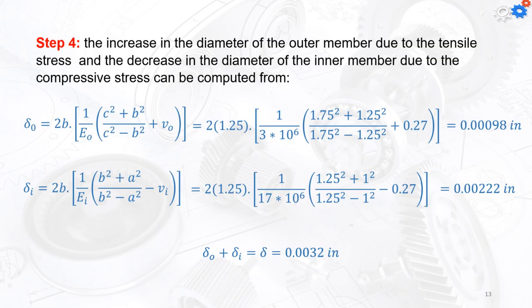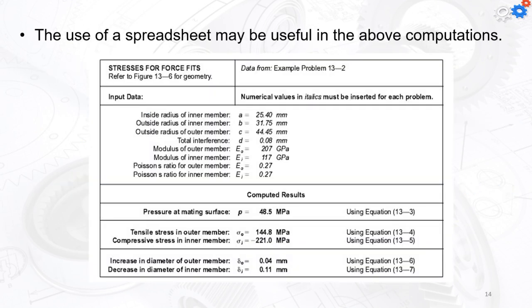If you are going to put that on an Excel sheet, then definitely you can build your calculator by simply changing the A, the B, the C, and the D, which is the total interference. Input the modulus of the outside member and the inner member and the Poisson's ratio for both, and then you can put the equations in the Excel sheet. It will give you the P, the sigma O, sigma I, the delta O, and the delta I. So the next video is going to be about the first question we have in our example.